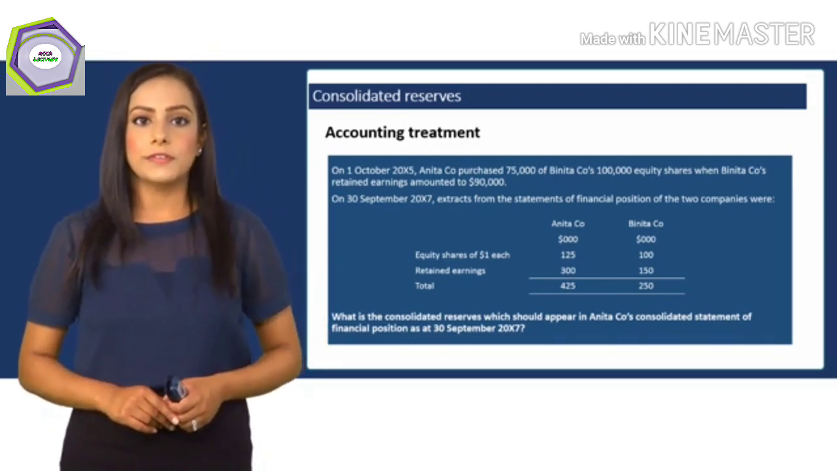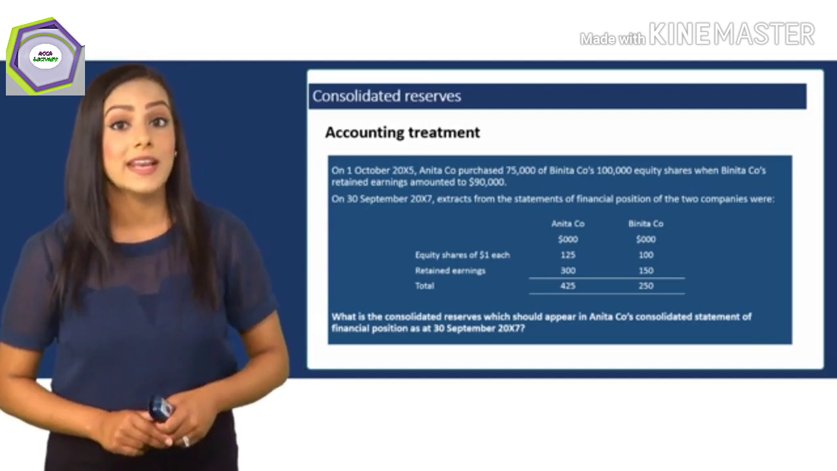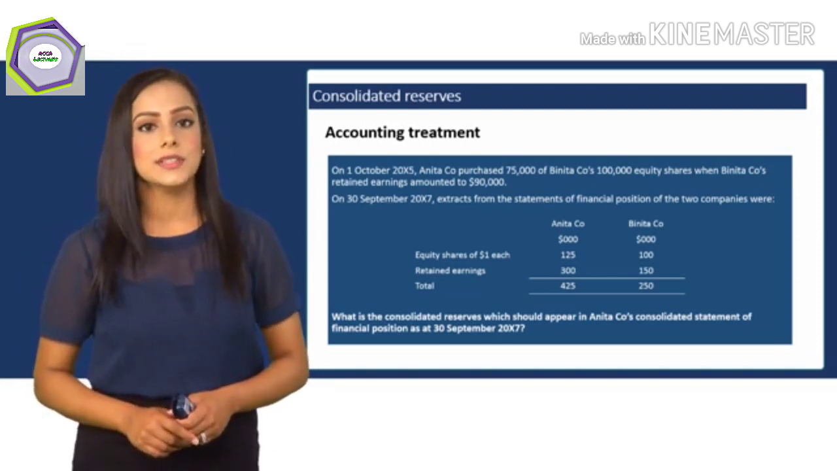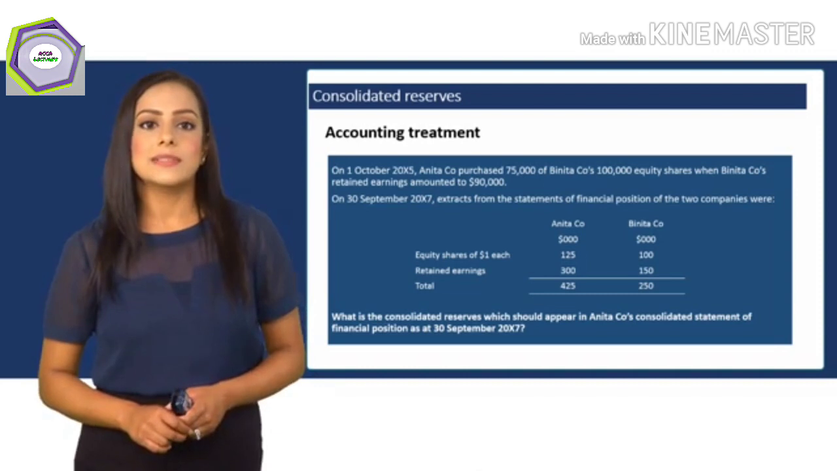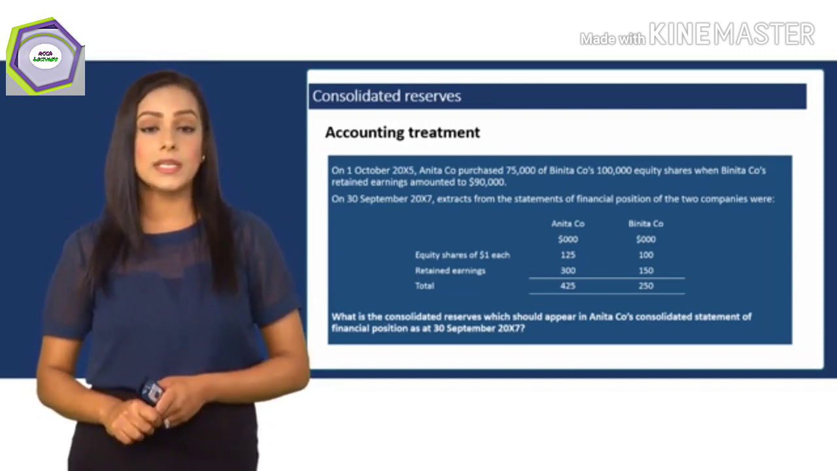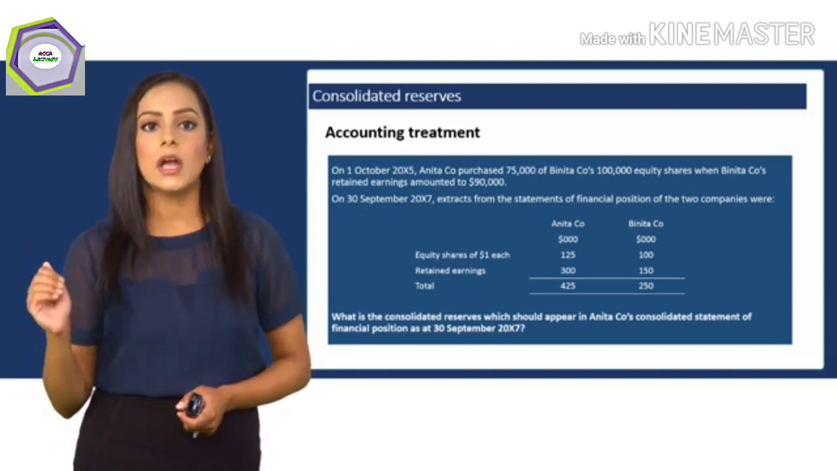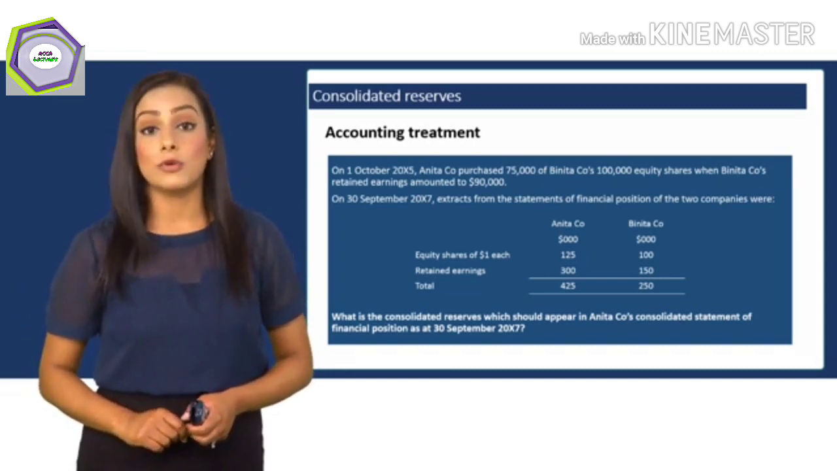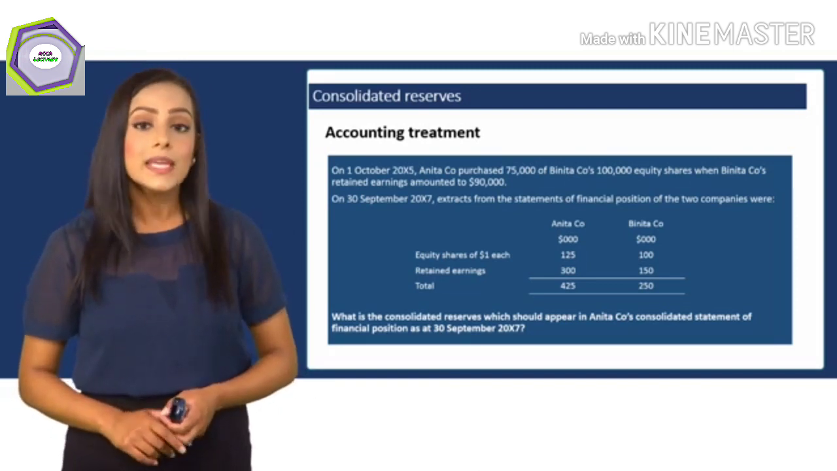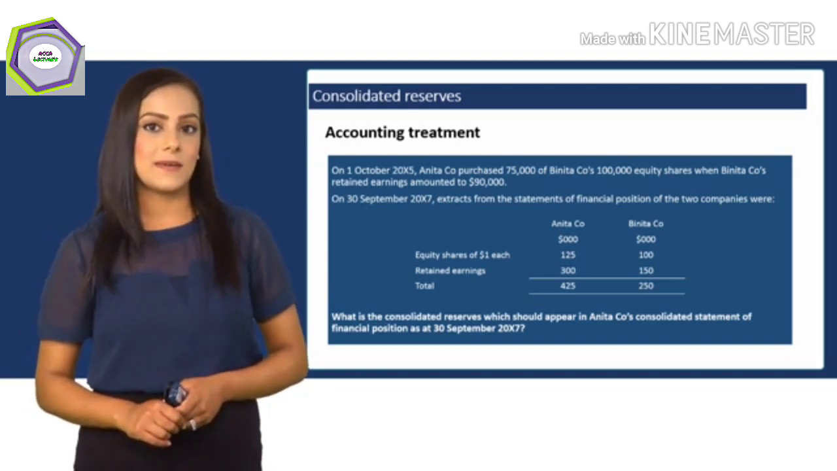On the 1st of October 15, Anita purchased 75,000 of Benita's 100,000 equity shares when Benita's retained earnings amounted to 90,000. On September 17, extracts from the statement of financial position for the two companies are given as follows. So we're given the parent's and the subsidiary's share capital, we're given their retained earnings and therefore their totals. What is the consolidated reserves which should appear in Anita's consolidated statement of financial position as at September 17?